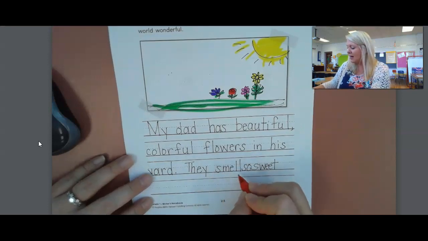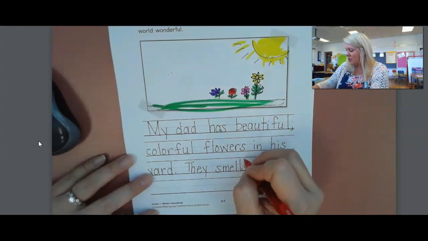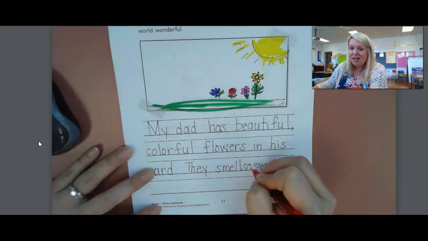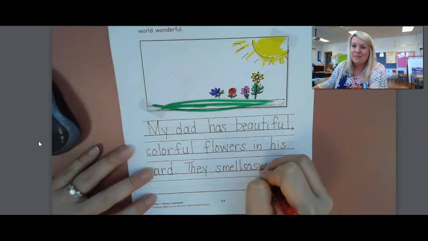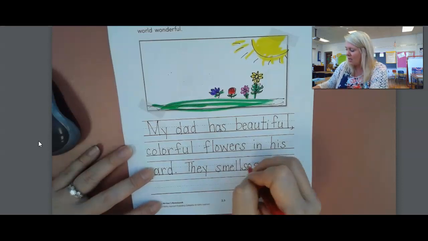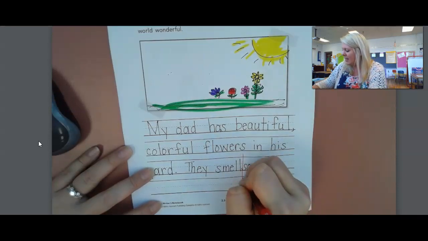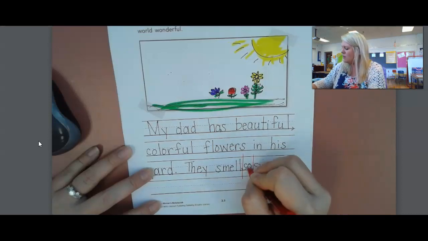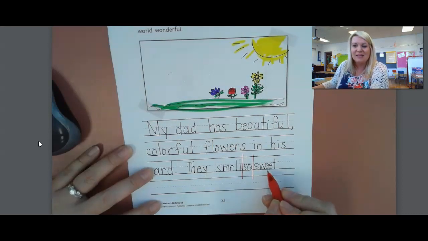So right here, to edit, I'm going to actually just put a line. I was trying to say smell so sweet, because smell is talking about a sensory word. Okay, so I'm going to put a line between smell and so, and a line between so and sweet, because there needs to be spaces. That doesn't make any sense.